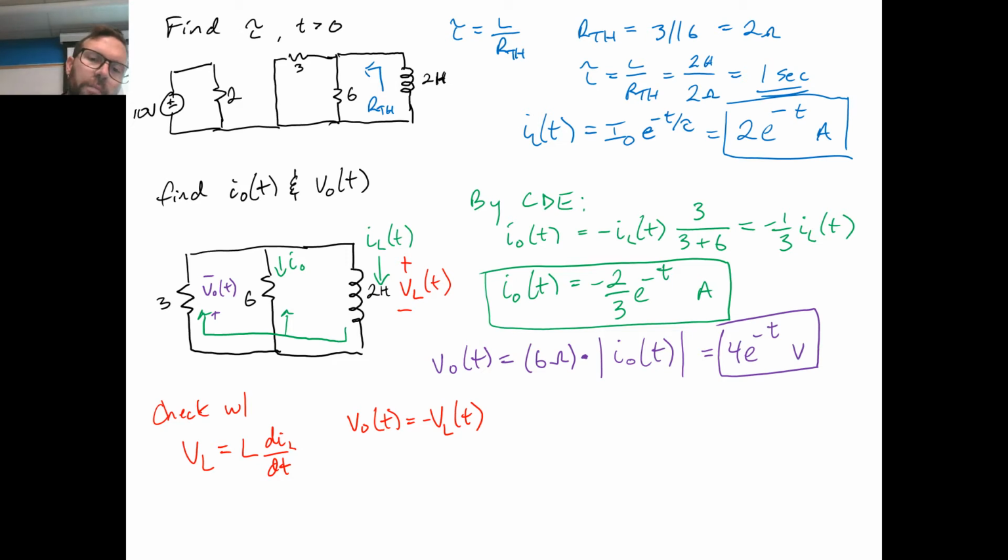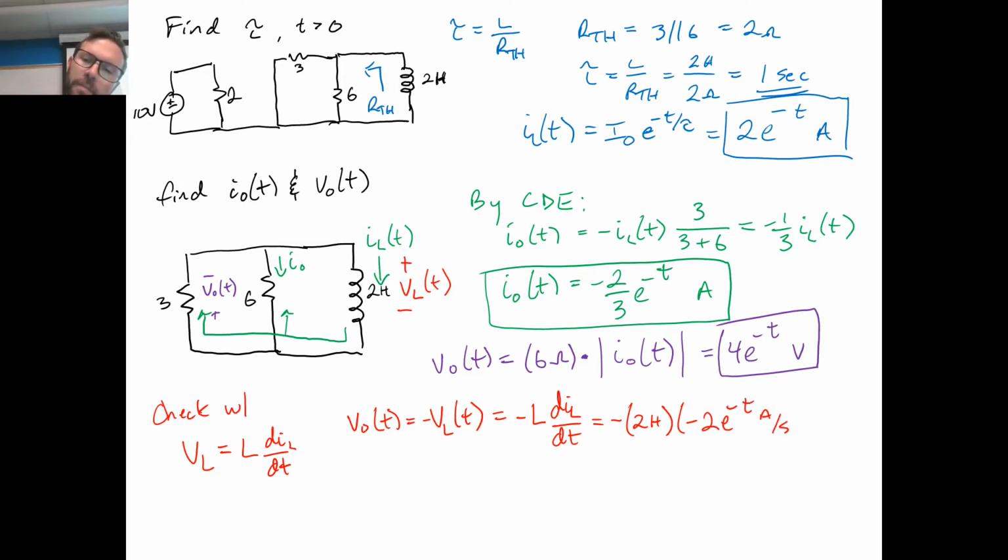All right, so then we can put that in. VL of t is L di dt. We know L is 2 henries, and we have the current through the inductor, 2e to the minus t. Take the derivative of that. By chain rule, a negative comes in the front, so it's negative 2e to the minus t.